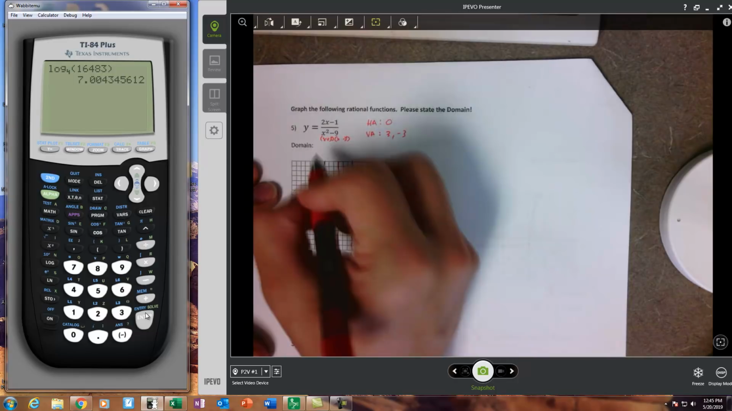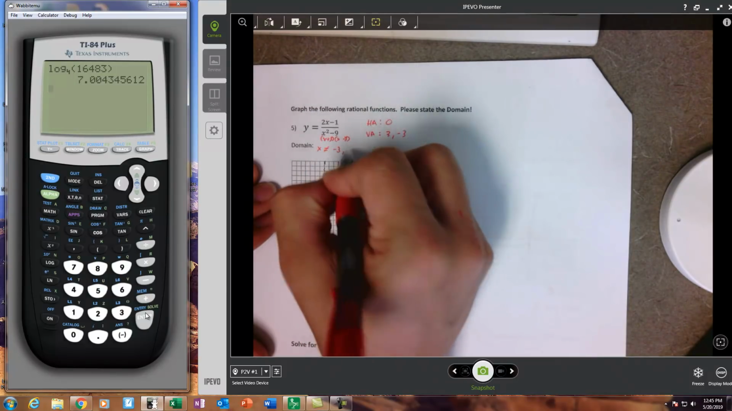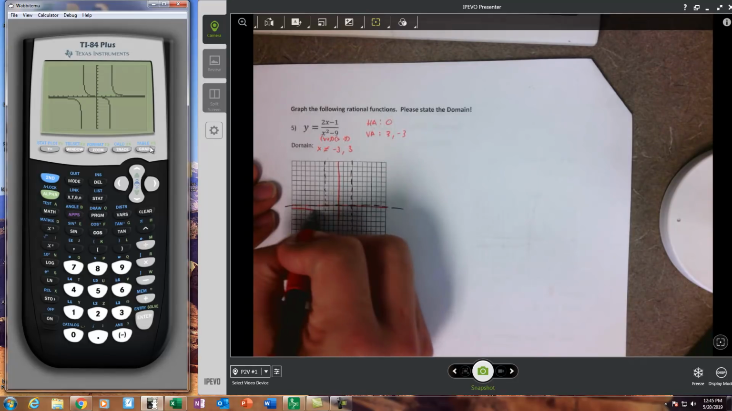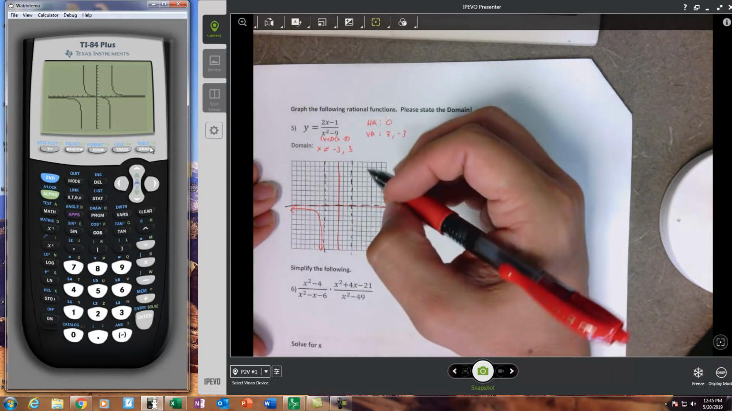Now the domain is that x cannot be any of my vertical asymptotes, so negative 3 or 3. The remainder of this I'm really going to do just by graph and just get the general shape. So parentheses 2x minus 1 divided by parentheses x squared minus 9. And if I graph that, we should see it broken into 3 pieces. So over here on the left, my graph is living down here. Through the middle, it's zigzagging its way through.